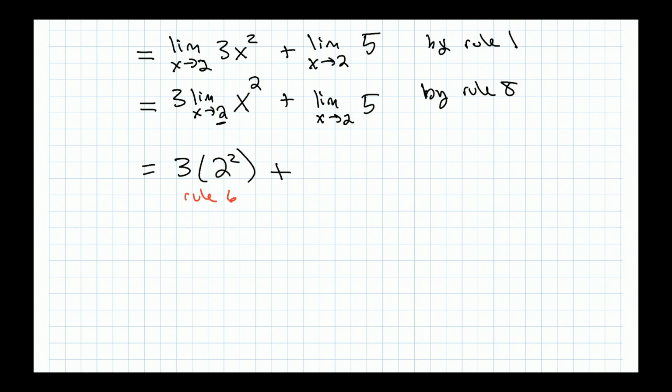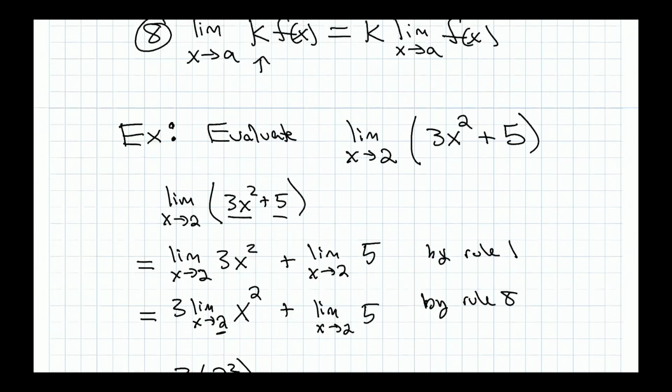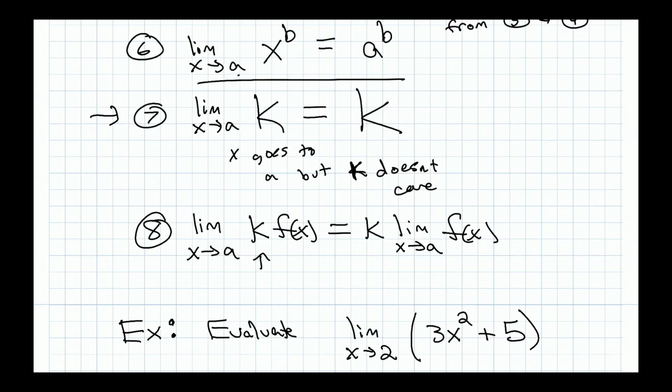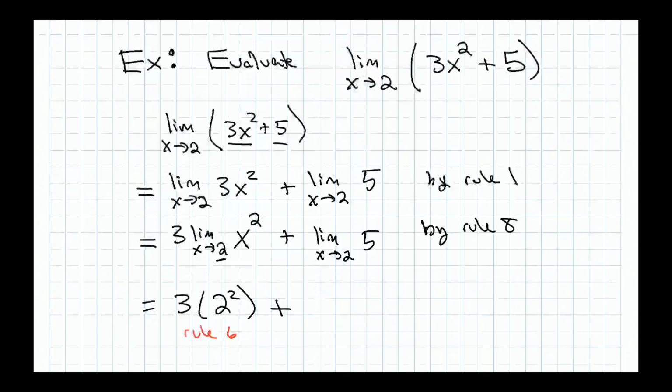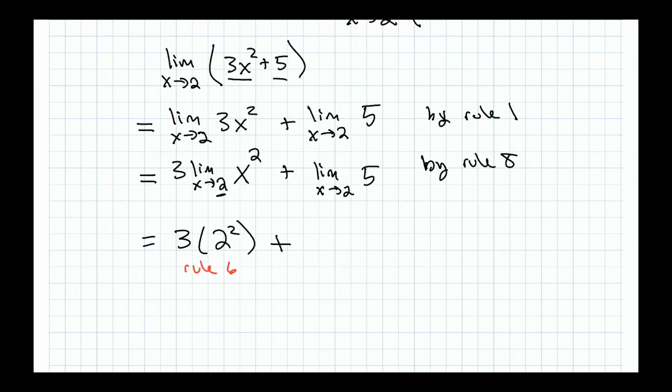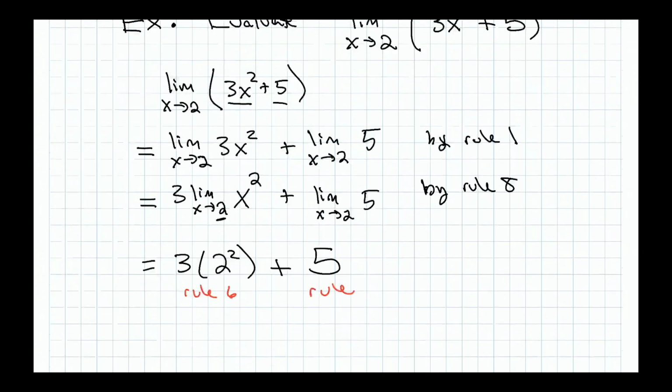All right, now what's the limit as x approaches 2 of 5? Well, 5 is a constant, right? So that's Rule 7. When x goes to a, the k stays k. So x goes to 2, but 5 is just 5. And that is Rule, what, 7? 7.